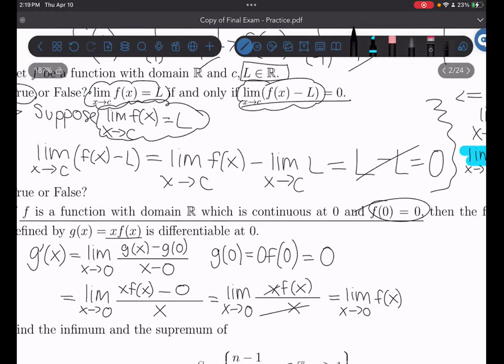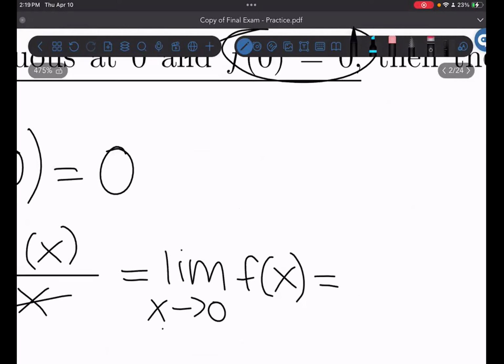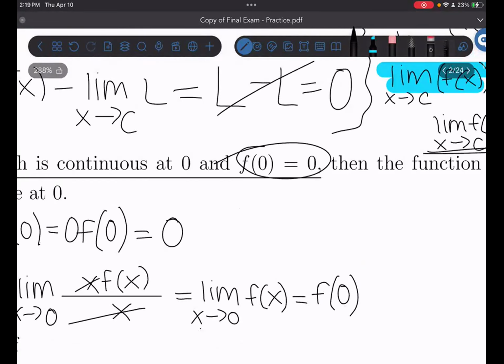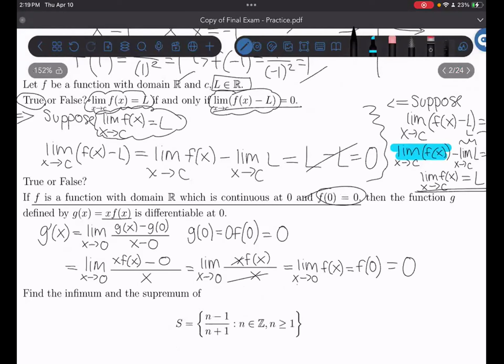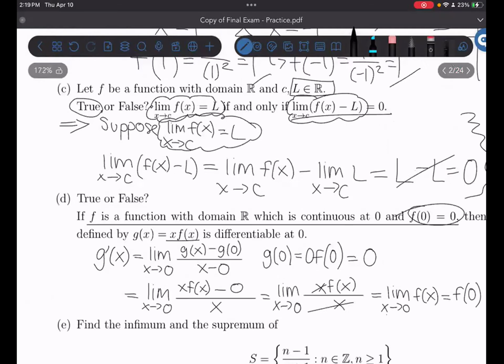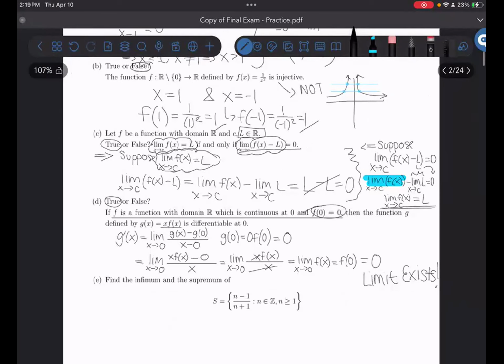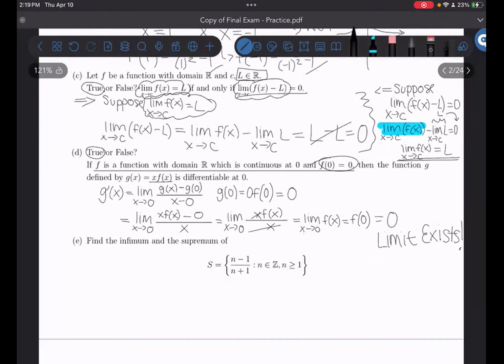But since we know that f is continuous at 0, we can simply substitute the value of 0 as x into f of x. So it just becomes, oh wait, sorry, it becomes f of 0. And again, that's just 0. So that means, hey, the limit exists. So that means the statement is true because it is differentiable at 0. Is this okay? I can't see the chat. Okay, I think it's okay.